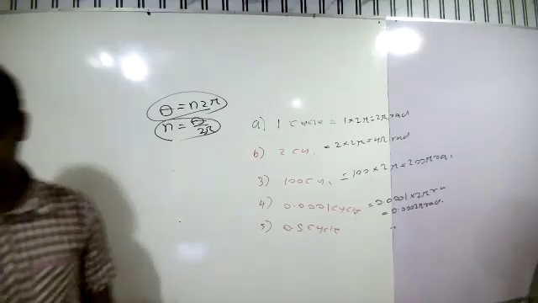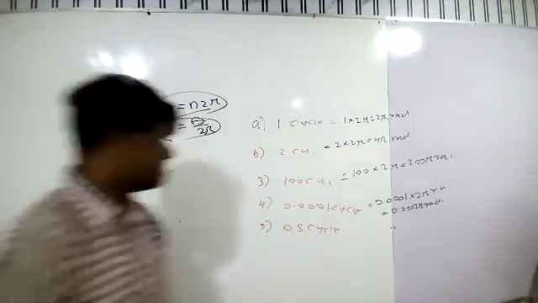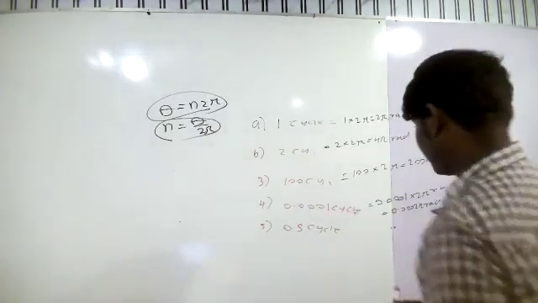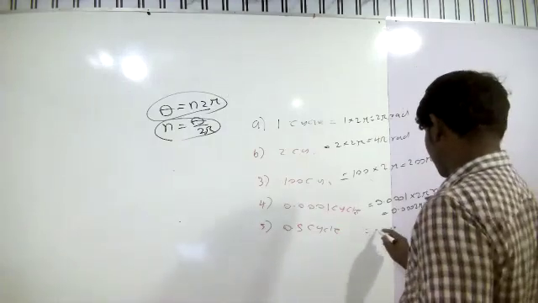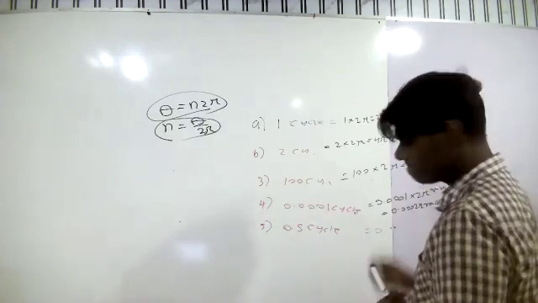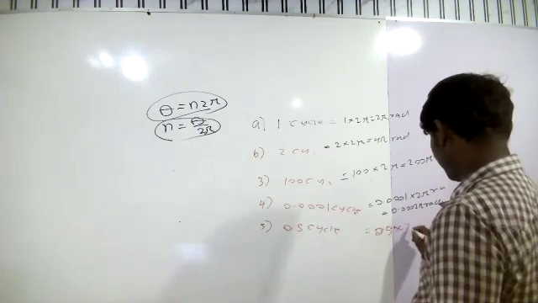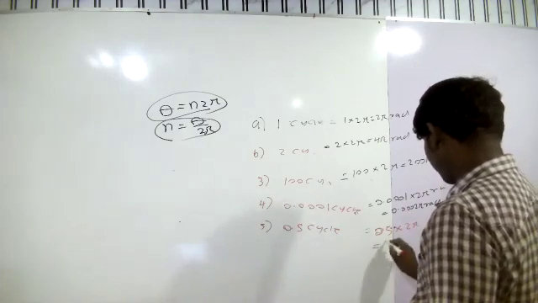Okay? Had a bit of network problem. And 0.5 cycle. 0.5 cycle. 0.5 multiplied by 2 pi. It is pi there.